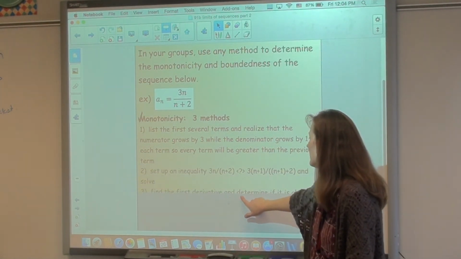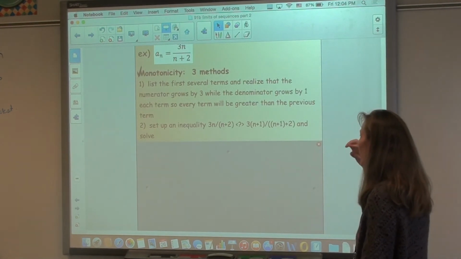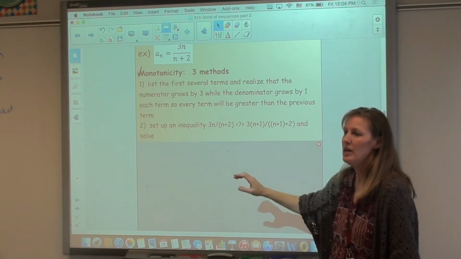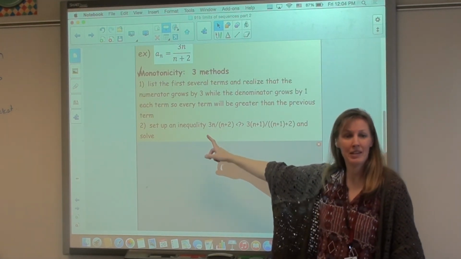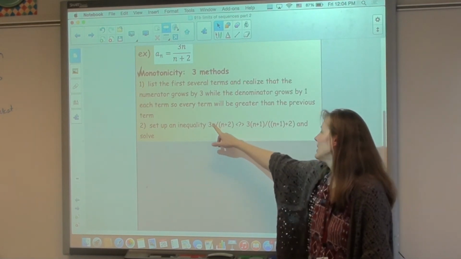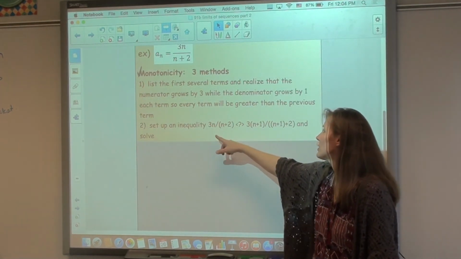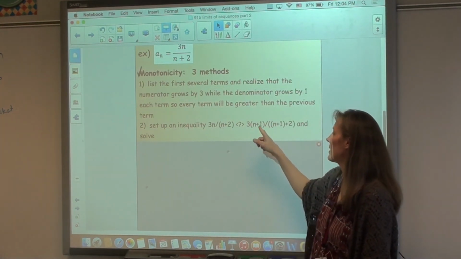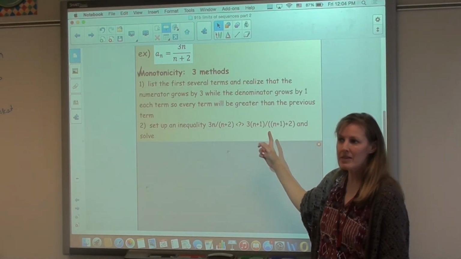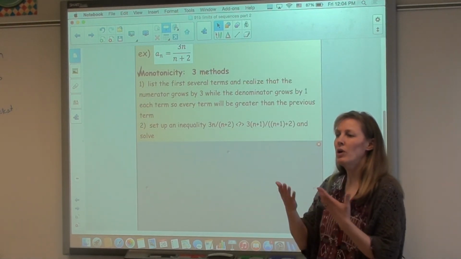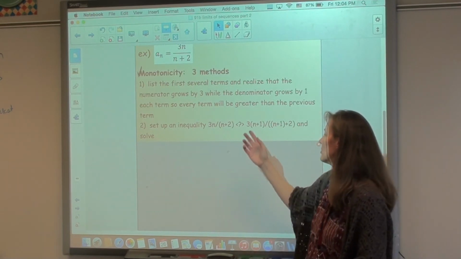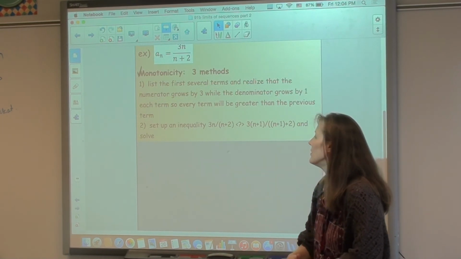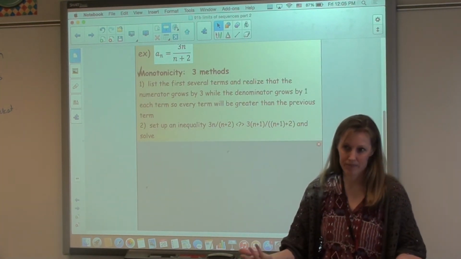Another way to determine it, and this is a tricky way, it might come up in the future, but it's not really that important right now, is understanding if you want to set up an inequality. So I set up the inequality with 3n over n plus 2, that's my original sequence, and then I find the next term. So I plug in n plus 1 for n, and then I solve the inequality. If the inequality is always true, with either a less than or a greater than, then I can prove that it's monotonic.